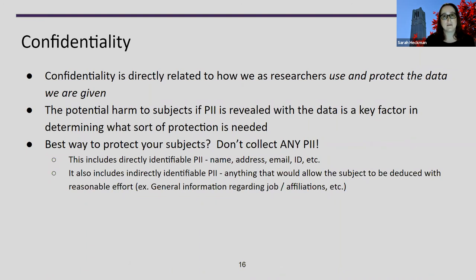And we also need to think about things that are indirectly identifiable PII. So anything that would allow for someone to deduce the subject with reasonable effort. For example, I collect a lot of data from students' GitHub repositories. Well, I assign the students to repositories, so those repositories then become indirect PII for those students. So it's not just anonymizing the students in my data collection, it's also anonymizing the repositories in my data collection.